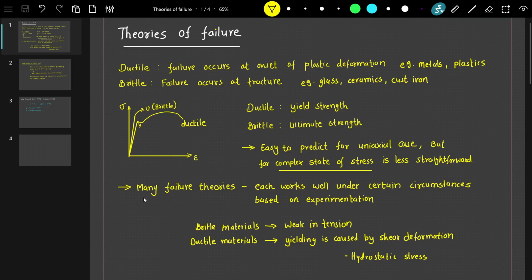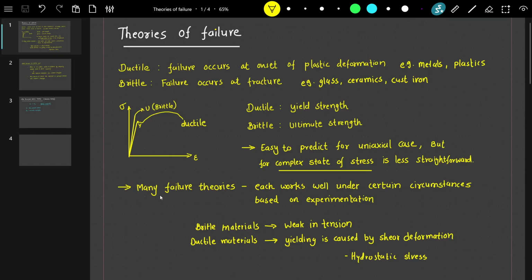So there exist many failure theories to predict the failure under a complex state of stress. And there is no universally applicable method available. That means there is no universal theory which works for all materials, because we know brittle materials and ductile materials behave in completely, fundamentally different ways. So theories of failure which are developed for brittle may not be applicable to ductile and vice versa.